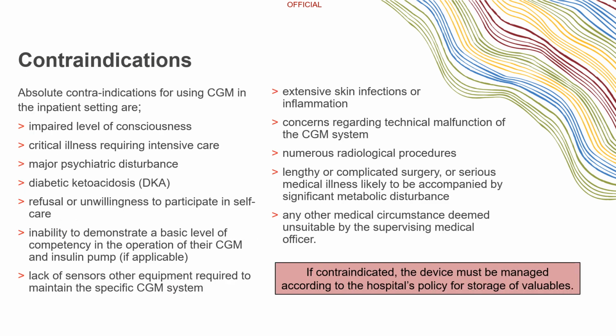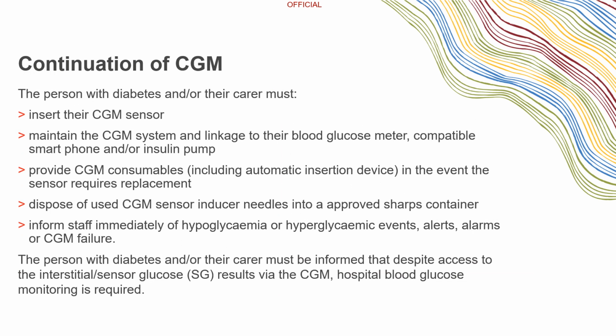The use of CGM systems is contraindicated in situations where the person's safety may be compromised by their physical illness or mental state. If the person with diabetes develops any of the contraindications listed, the CGM system must be discontinued and the CGM device managed according to the hospital's policy for storage of valuables. The person with diabetes, their parent or carer, is responsible for the day-to-day management of the CGM system if it is to be continued to be used whilst in hospital.